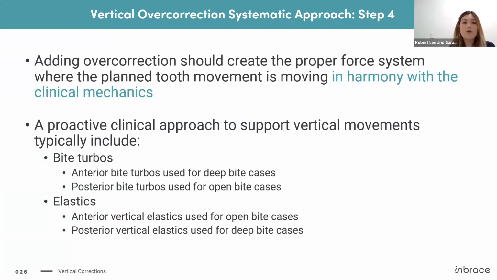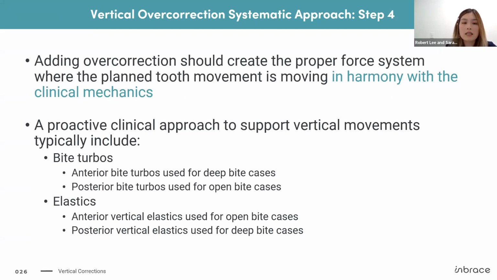So you want the overcorrection that you include into your smile design to be planned in harmony with your clinical mechanics. Meaning you want to be very proactive in how you want to support these vertical movements. So for example, when you have deep bite cases, you generally want to use anterior bite turbos to help with that bite opening. On the opposite side, if you have open bite cases, then you want to use posterior bite turbos to help with some posterior intrusion and bite deepening.